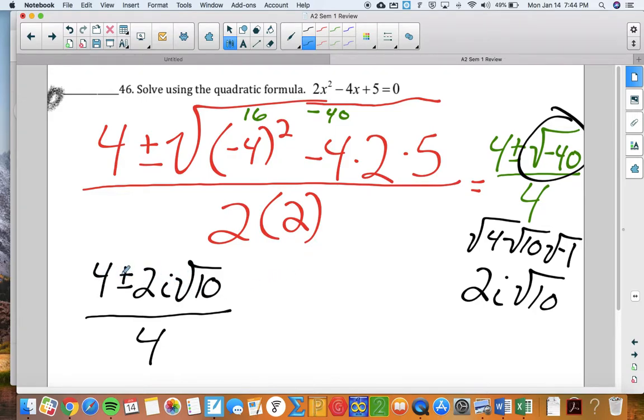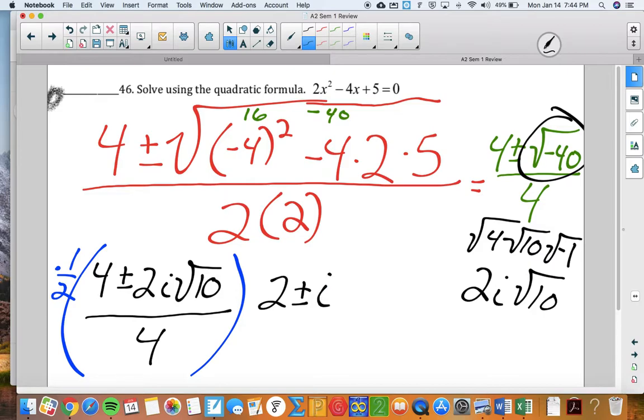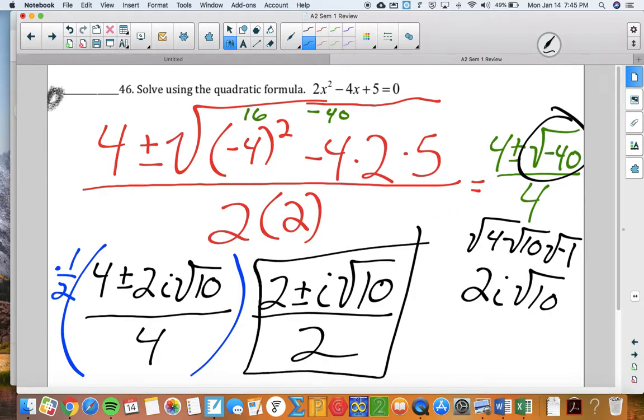Now, we can't actually combine these two terms. We can't add them or subtract them because they have an i and a radical. So let's take this answer. Notice that each of the terms here and the denominator are both divisible by 2, so let's multiply by 1/2 or divide everything by 2. So we get 2 plus or minus i roots of 10 over 2. There is our best answer.